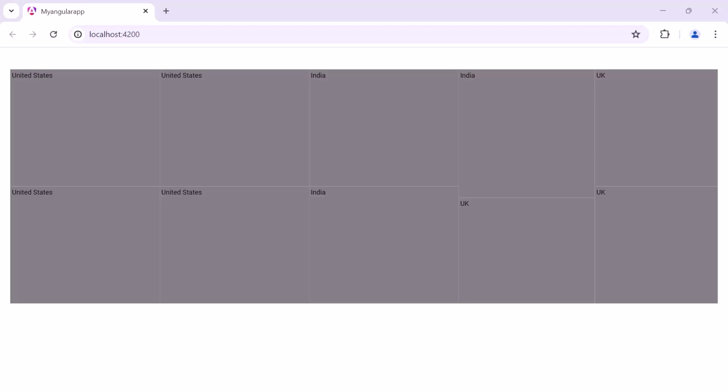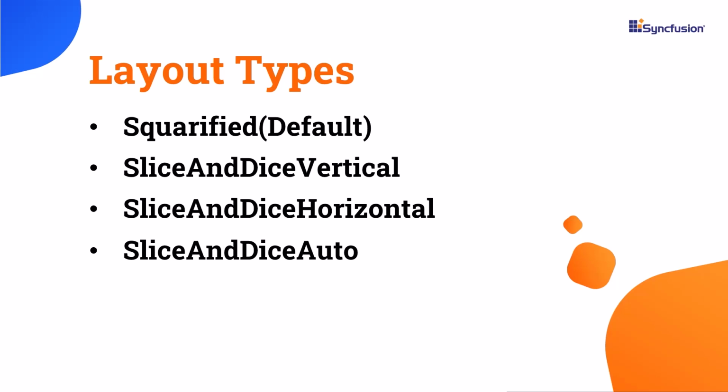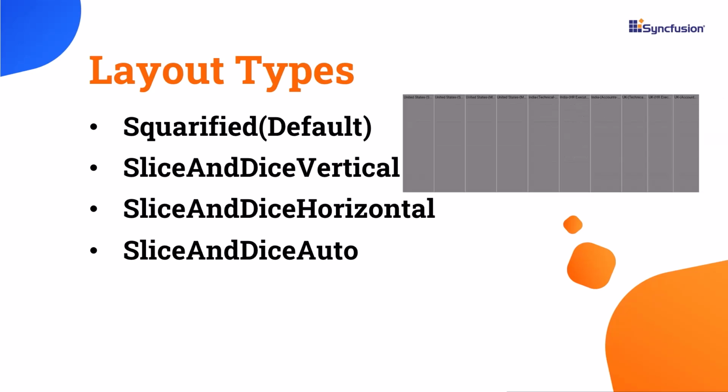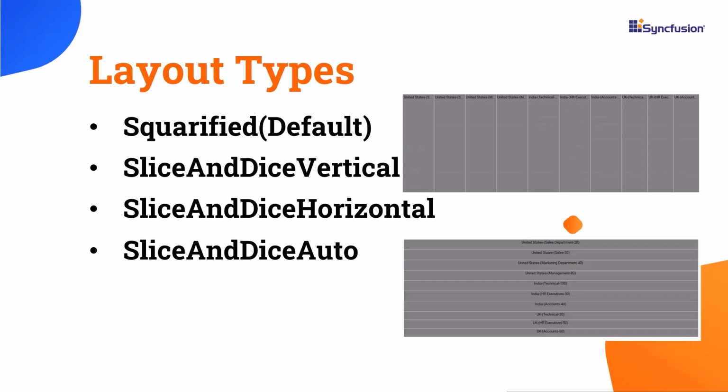See, the TreeMap component is rendered with the defined data source. Here, the TreeMap is displayed in the default squarified layout. In addition to this layout, the TreeMap can also be rendered in slice and dice layouts such as vertical, horizontal, and auto. Slice and dice vertical displays the rectangles vertically. Slice and dice horizontal displays the rectangles horizontally. The auto type displays both horizontally and vertically.